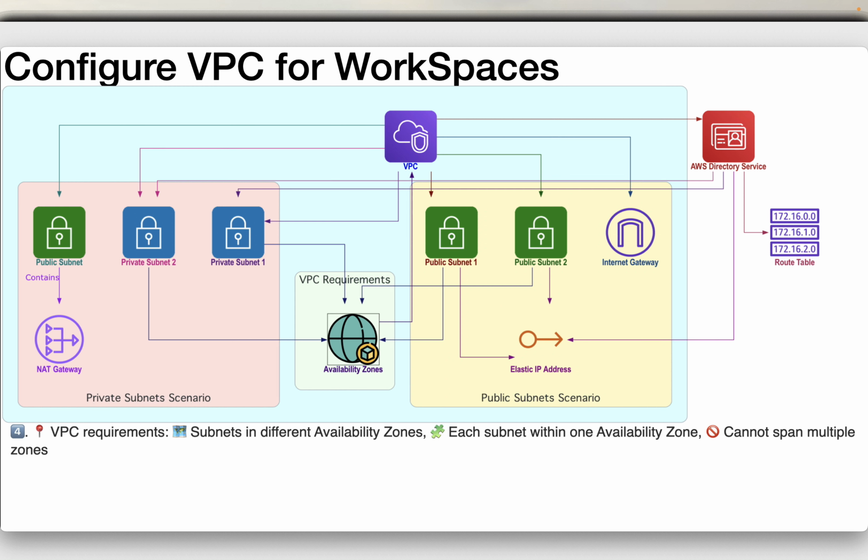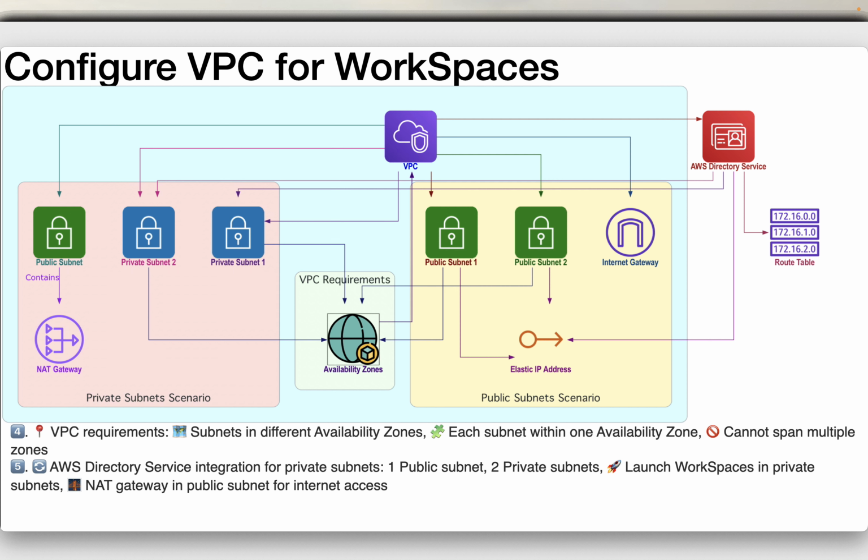When configuring your VPC for workspaces, it's crucial to ensure that your subnets reside in different availability zones within the region where you are launching workspaces. Availability zones are distinct locations engineered to be isolated from failures in other zones, providing high availability and fault tolerance for your applications. Each subnet must be entirely within one availability zone and cannot span multiple zones.